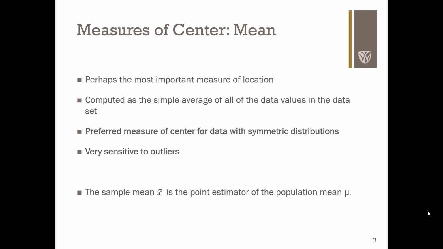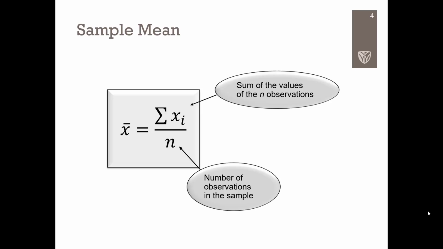We use the notation x bar to represent the sample mean, and the sample mean is the point estimator for the population mean, which is represented by the Greek letter mu. As a reminder, here is the formula for the sample mean. It simply is the sum of all of the observations of interest divided by the total number of observations in the sample.